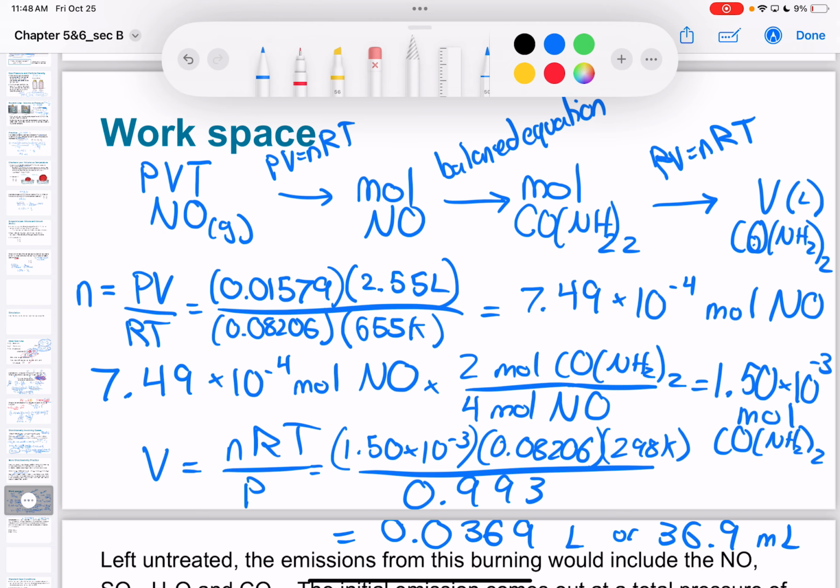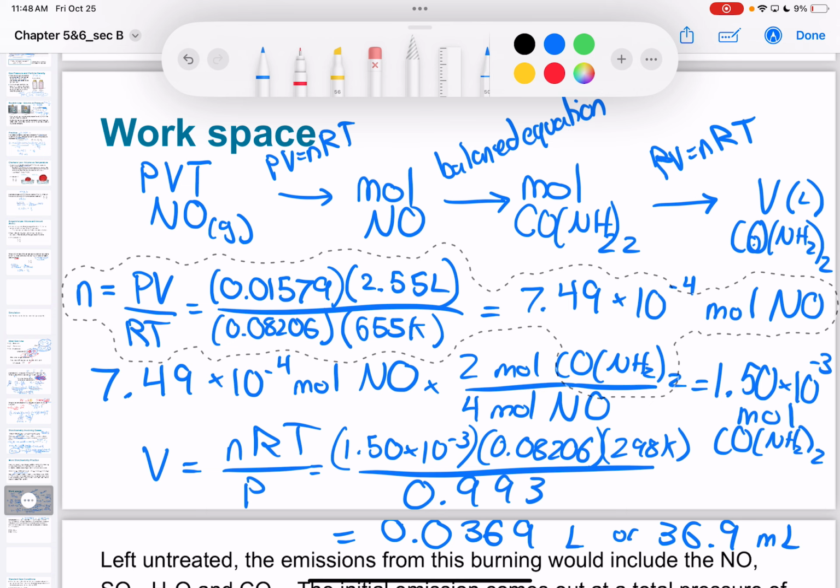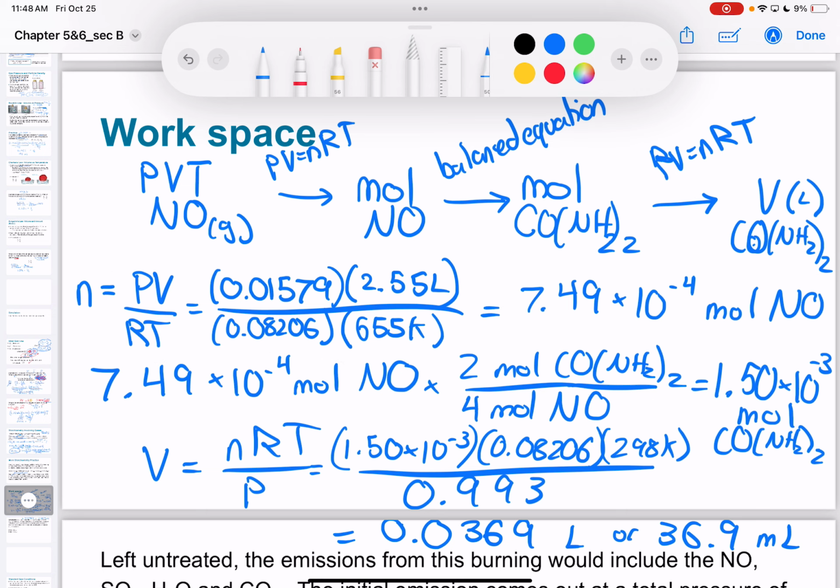So just to kind of offset these. First, that's not gonna work. I was gonna try and change the color. First step here, PV equals nRT to get the moles. Stoichiometry step, moles to moles. PV equals nRT again to get to volume of that number of moles. Long, but hopefully not crazy complicated. Anybody else make it that far and get 36.9?